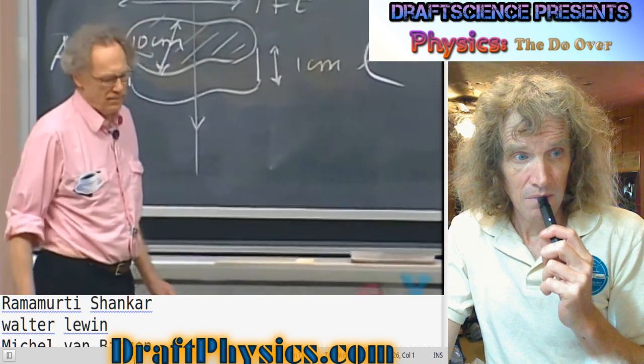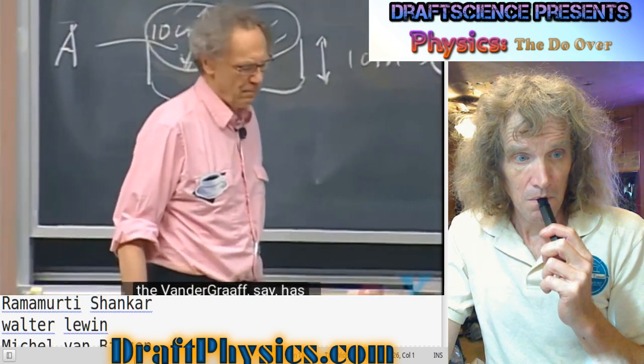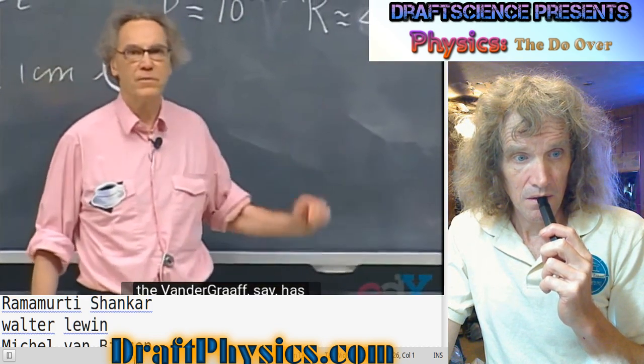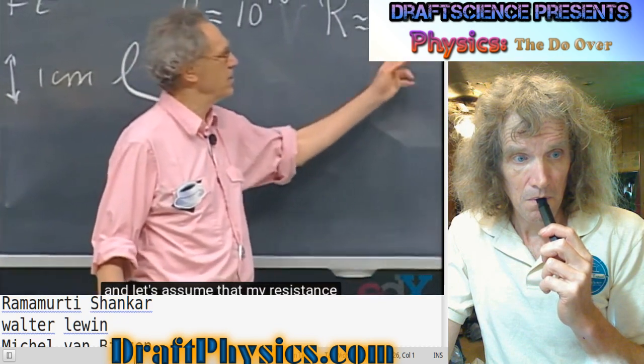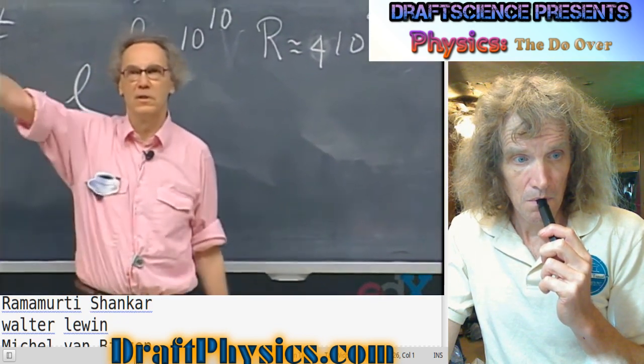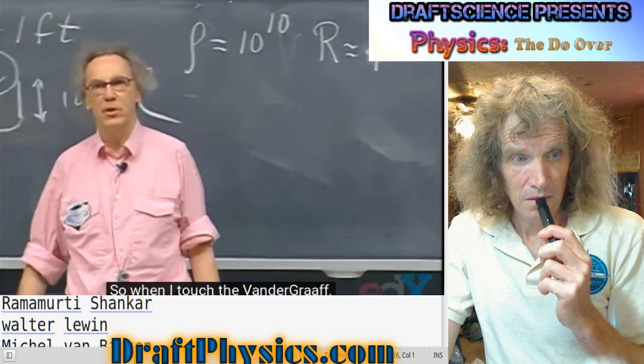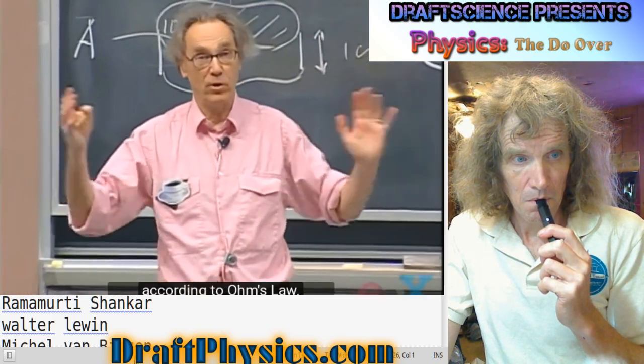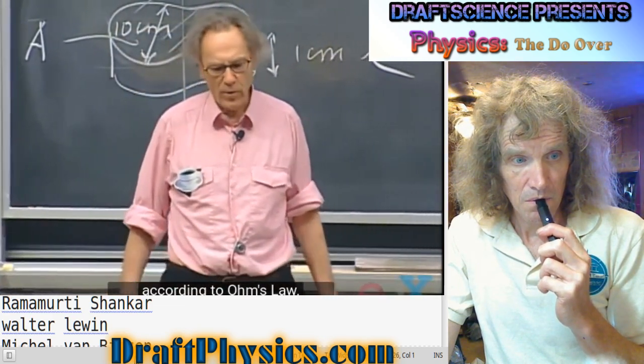Even if you take the Van de Graaff, say, has 200,000 volts. And let's assume that my resistance is 2 times 10 to the 9 ohms, 2 feet on the ground. So when I touch the Van de Graaff, the current that would flow, according to Ohm's law, would be 100 microamperes.